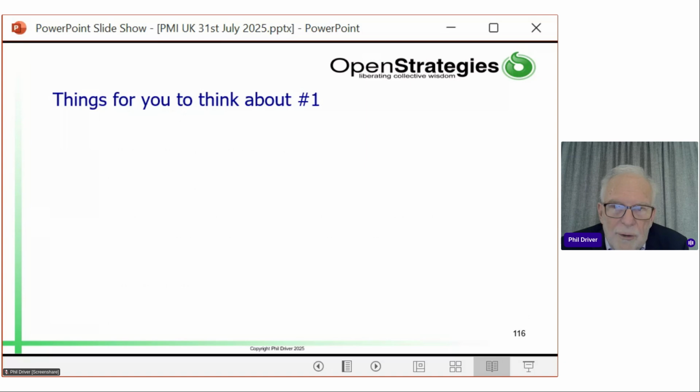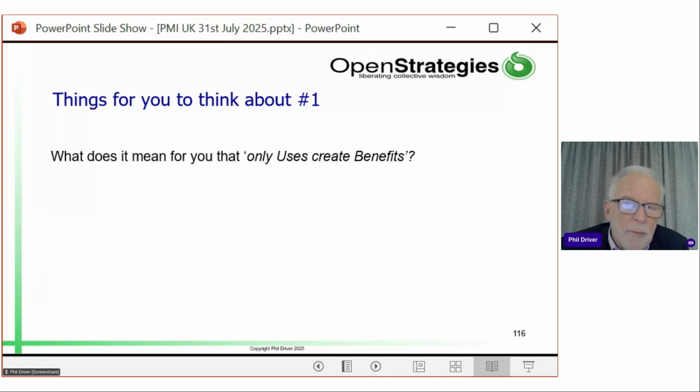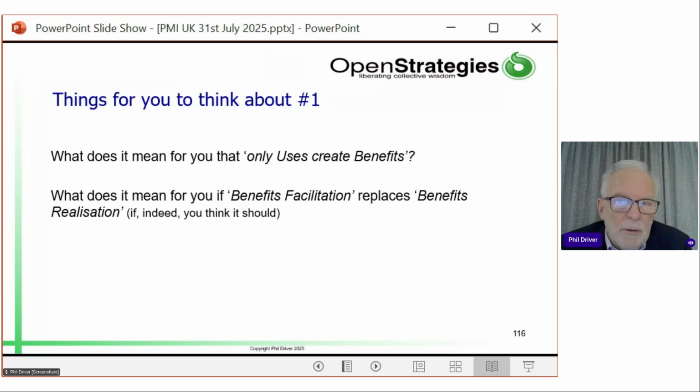So I'm going to leave you a couple of things to think about. What does it mean for you that only uses create benefits? Do you believe that? I'm challenging you to either believe it or not believe it. I don't think there's a halfway house. And if you believe it, or if you don't, what does it mean if benefits facilitation replaces benefits realization, if you think it should or if you think it shouldn't? Is facilitation just a better word for describing what you do anyway? Or is it replacing realization as a concept? I'll leave that with you.